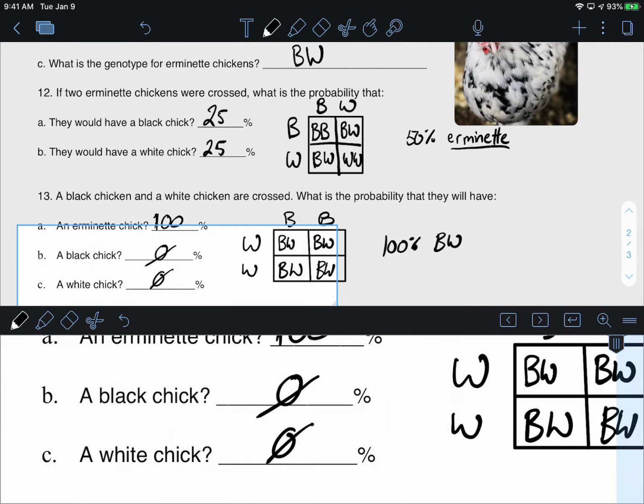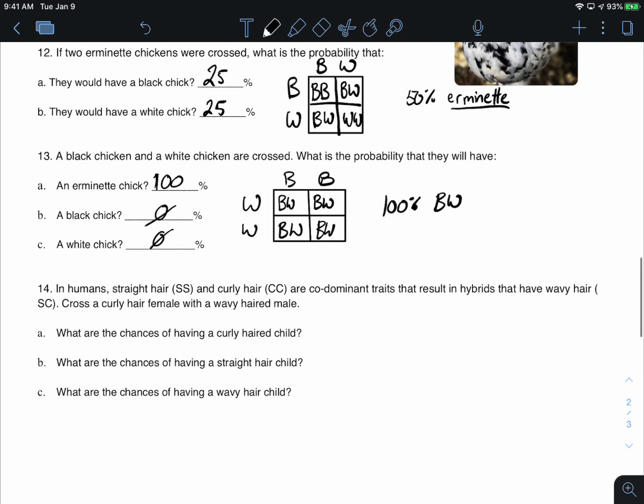Anybody live on a chicken farm? Know how to pronounce erminette? Erminette?